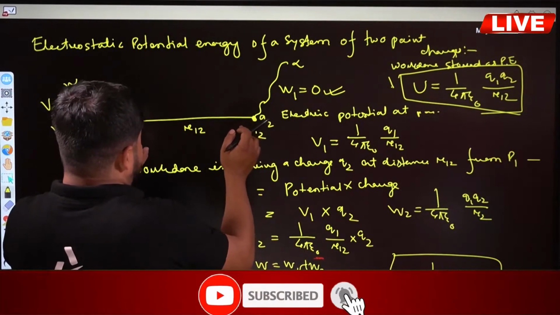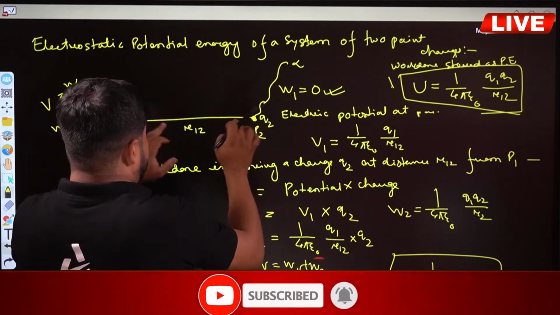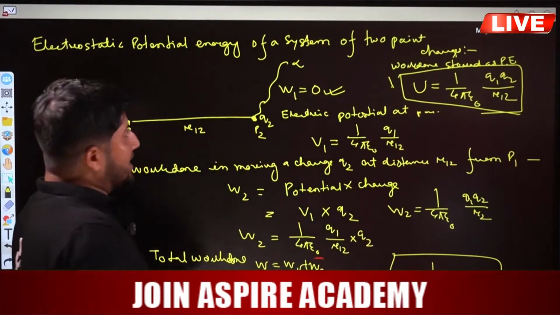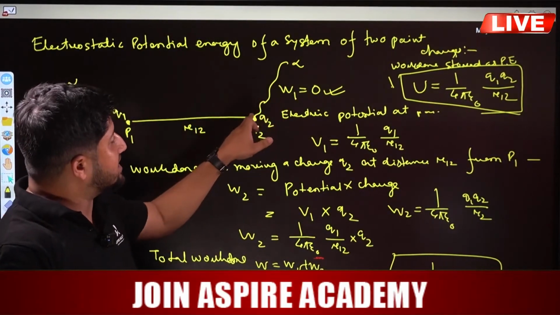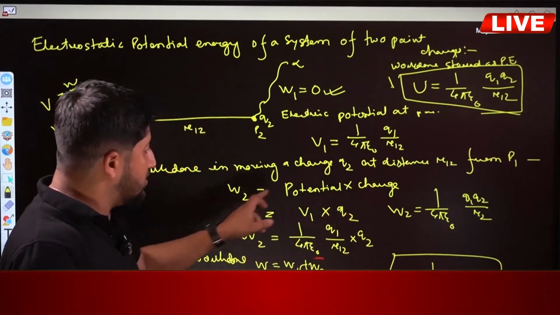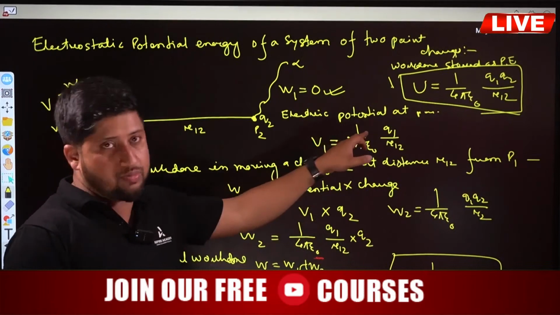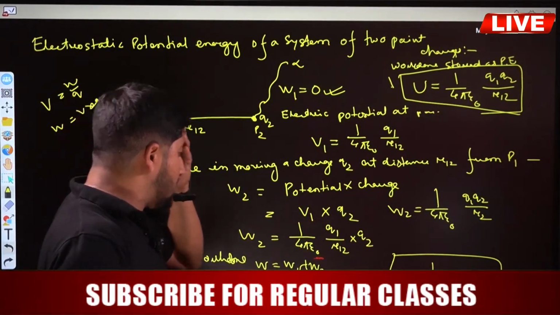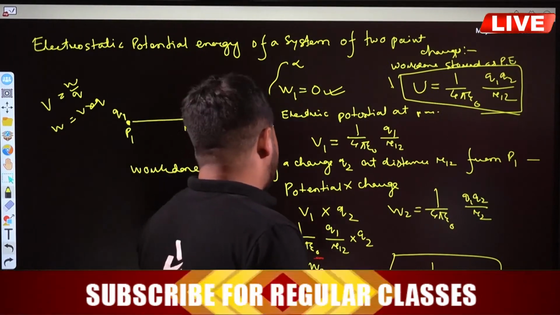Now the electric potential at the point P2 will be how much? From the charge Q1, the electric potential is 1 by 4 pi epsilon naught Q1 by R12. And another charge from infinity you can place at the point P2. Work done in moving the charge Q2 will be potential into charge. This is V1, and the charge is Q2. So 1 by 4 pi epsilon naught Q1 by R12 into Q2. This is the work done number 2.